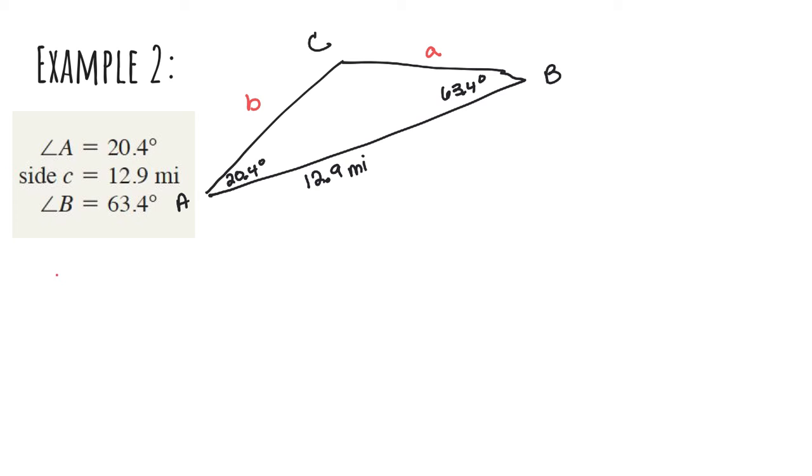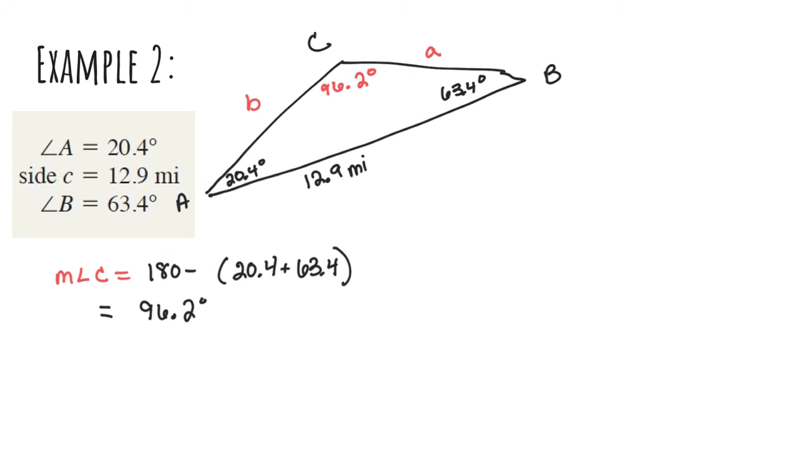So the first thing we want to do is find the measure of angle C. We know that a triangle adds up to 180 degrees, and we know two of the three angles. So we're going to add the two known angles and subtract those from 180 degrees. We get 96.2 degrees. So the first missing piece of our triangle is angle C at 96.2 degrees.